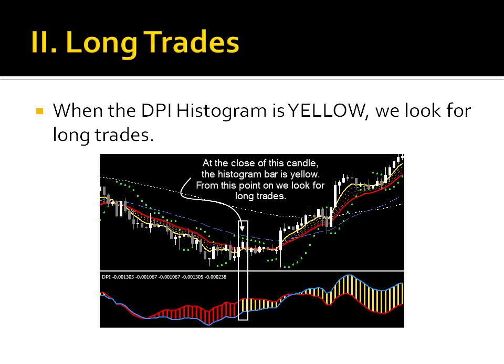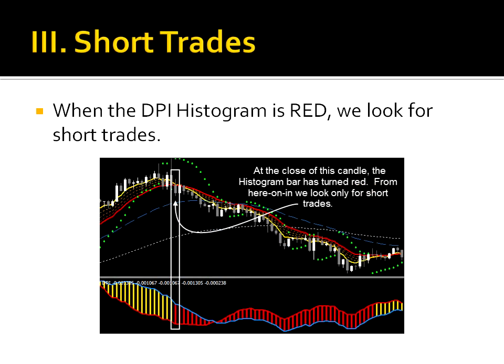And see how the DPI picked out the change in trend direction. It told us that things were going to go long at the bottom of this downtrend. It told us that the weight now is becoming bullish. And from here on in, we're going to look for nothing but long trades, of course, until the DPI turns red. So while the histogram is yellow, we're looking for only long trades. When the DPI histogram is red, we're looking for nothing but short trades.